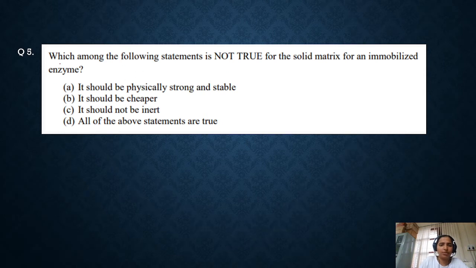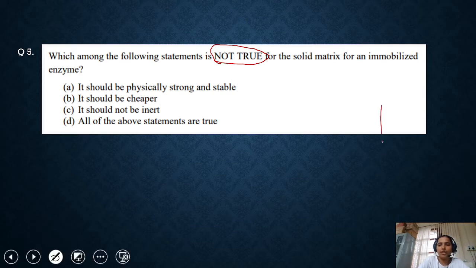Okay, let's read the question again. Which among the following statements is not true? So you have to focus. They are asking what is not true for the solid matrix for an immobilized enzyme. You have a matrix in which you want to entrap or immobilize the enzyme. Which of the properties is not required? So the first one is, it should be physically strong and stable. If it is stable, it's good. It should be cheaper. Everyone wants to make things cost effective, so if it's cheaper, it's really good.